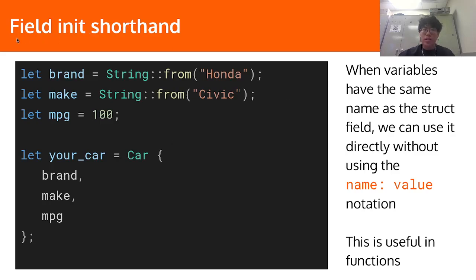Actually you can use the field init shorthand. When the variables have the same name as the struct field, you can use the variable directly. In our Car struct, we have brand, make, and MPG. If we make variables brand, make, and MPG, we can just define the struct like this without having to use the name colon value notation. This is especially useful in functions, especially in constructors, where you want to instantiate a struct, and you take in the initial values that the struct has to take, and you name the parameters of your function based on the names of the fields, and you can just instantiate the struct like that.